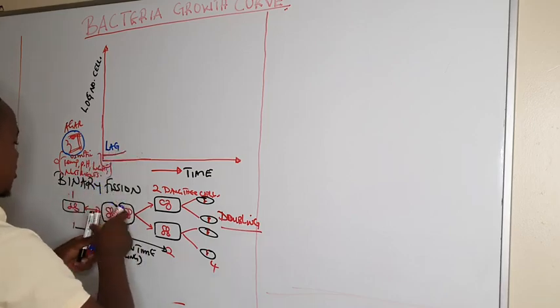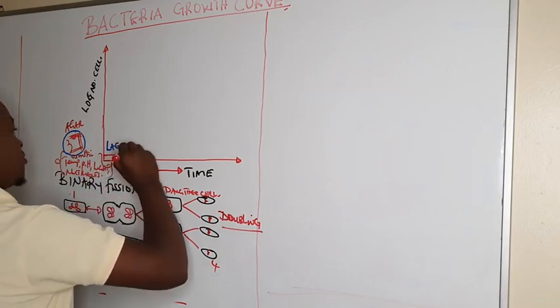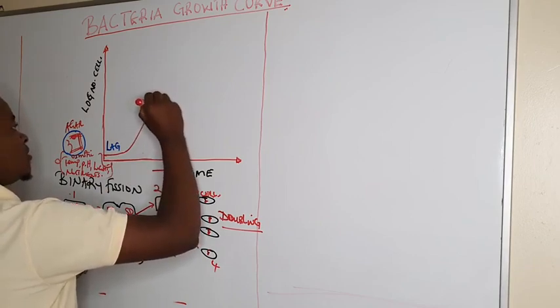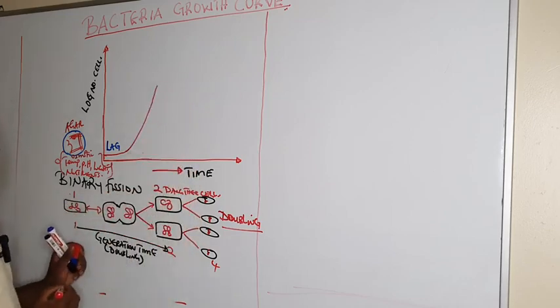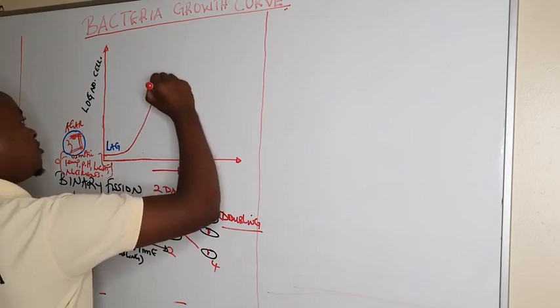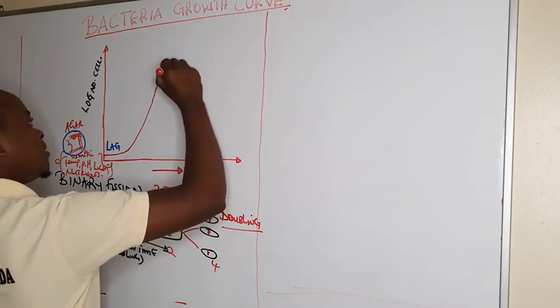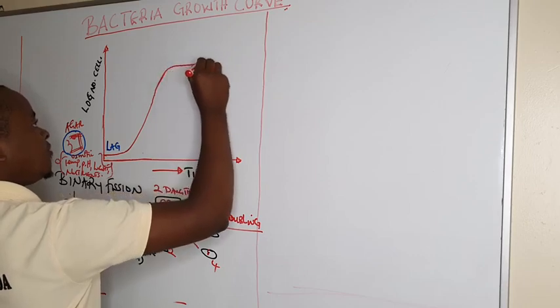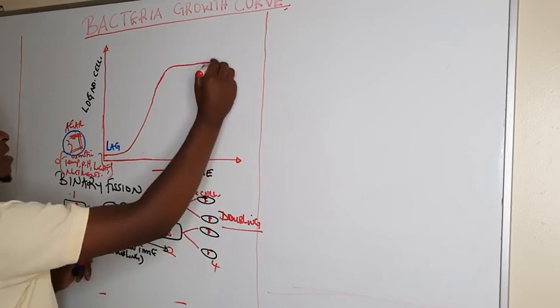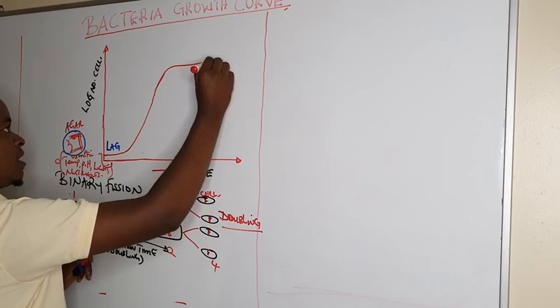Then it is followed by another phase known as the log phase, or you can call it the exponential phase, where there is an increase in bacterial number. After this exponential phase, we come to the stationary phase, whereby there is no increase. Then we end up with the decline phase.